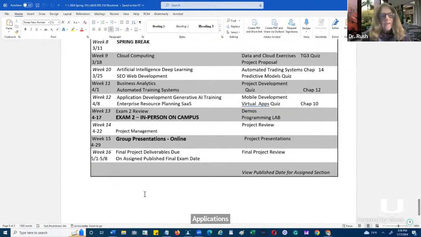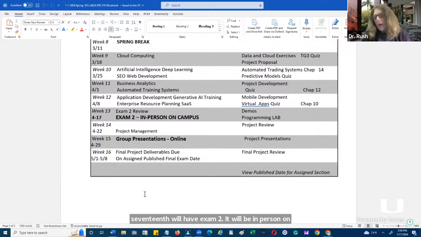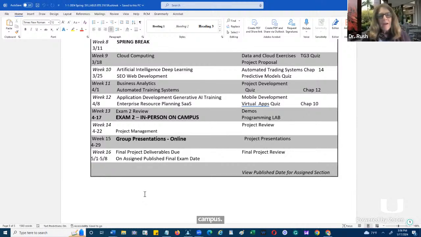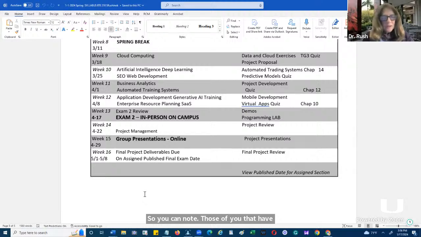On 4/17, April 17th, we'll have exam 2. It will be in person on campus. So you can note, those of you that decide to do vacations before or after, or parents buy tickets or whatever, you've been notified in advance. 4/17 is an exam in person.